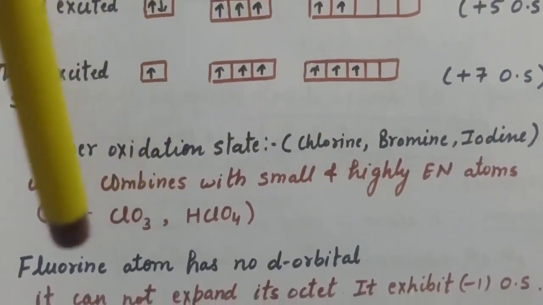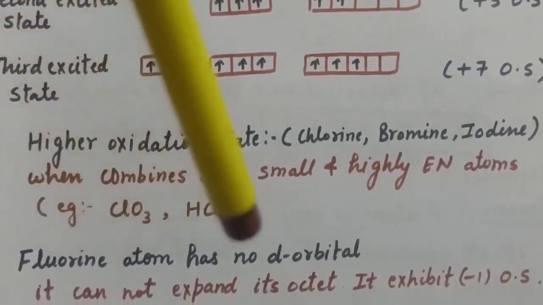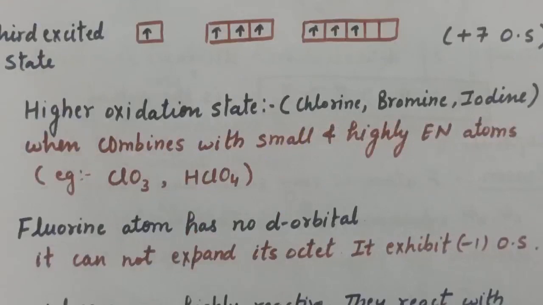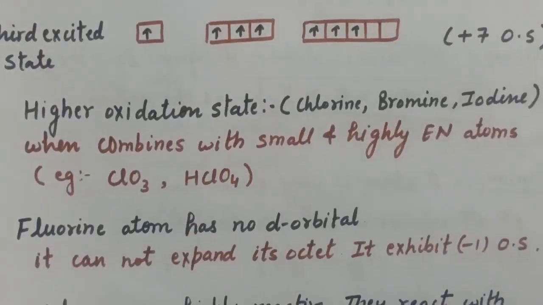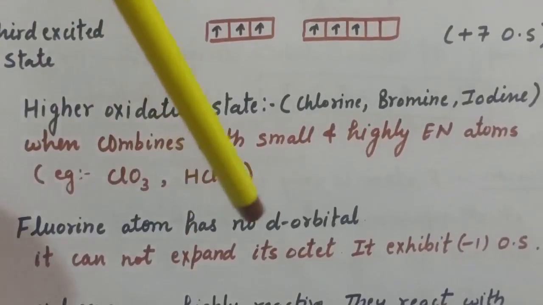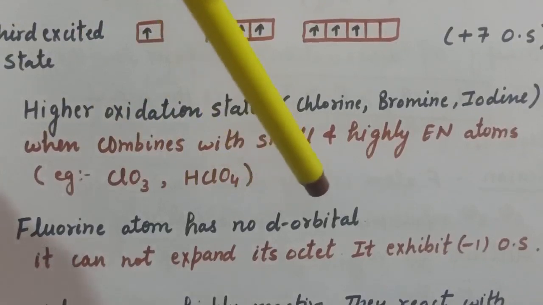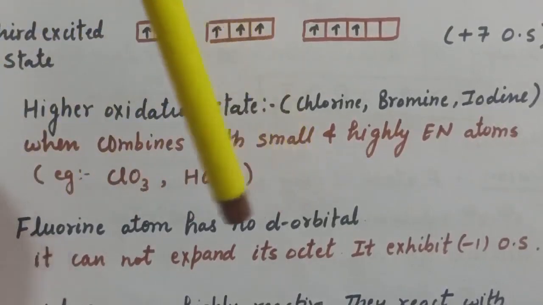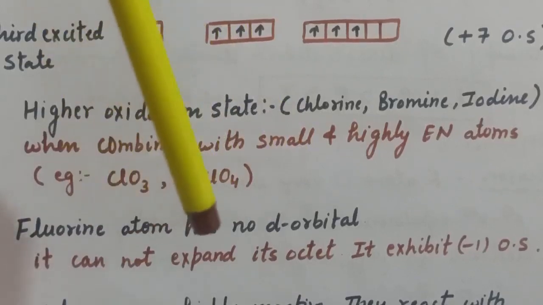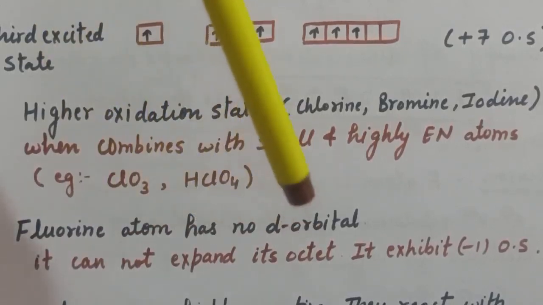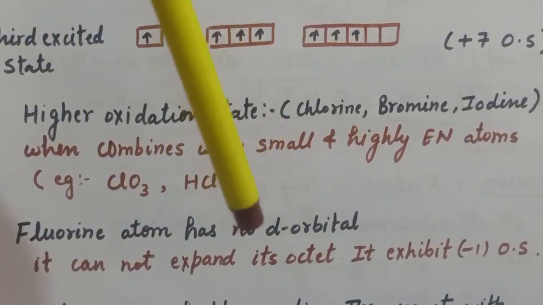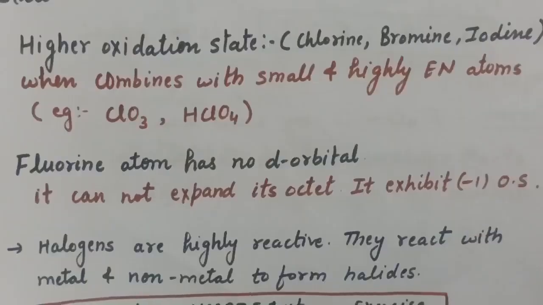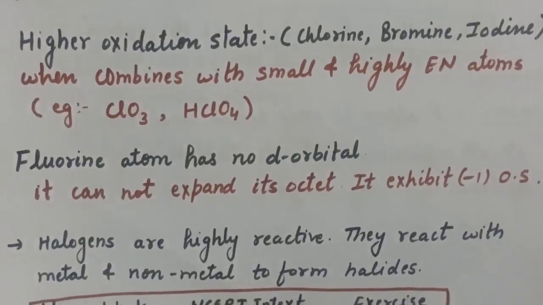Next thing is, the fluorine atom has no d orbital because the last electron enters into n equal to 2, and for n equal to 2, a d orbital is not possible. So the fluorine atom has no d orbital, and therefore it cannot expand its octet, and because of this it shows the -1 oxidation state. So this is all about oxidation state.